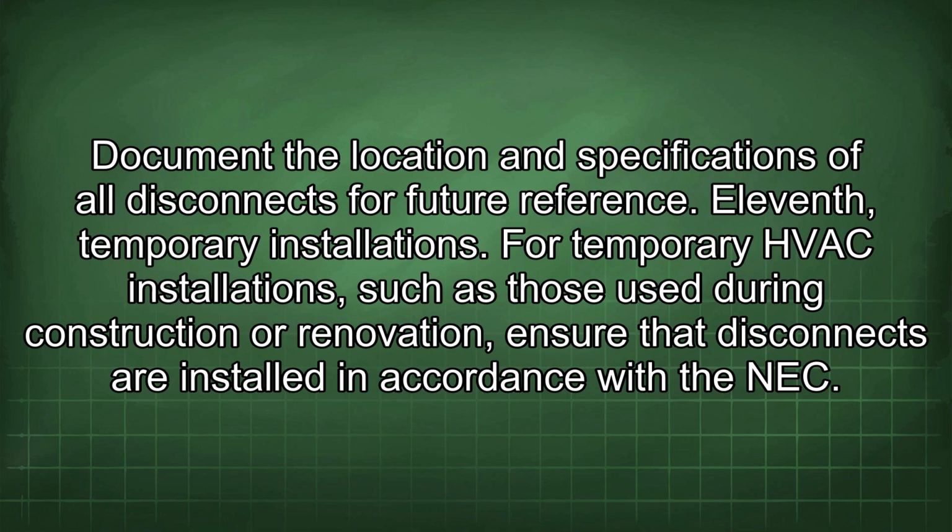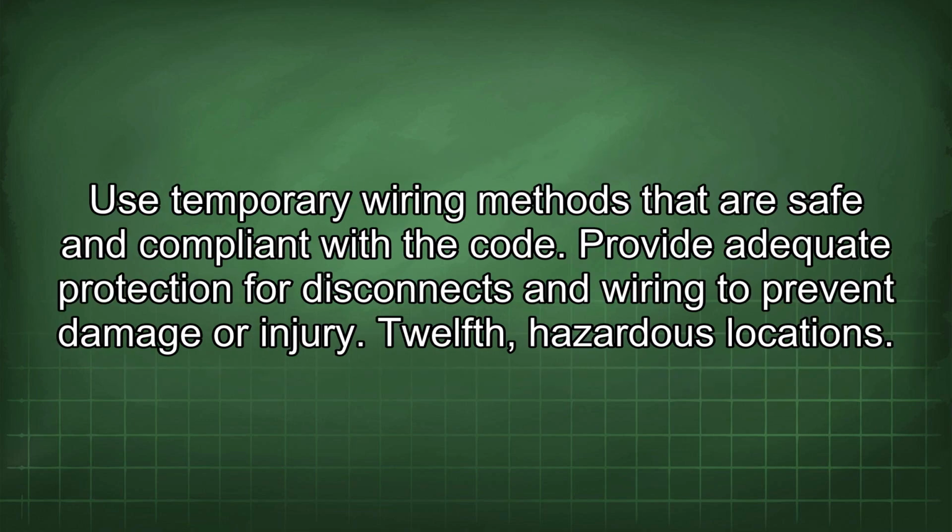11th, temporary installations. For temporary HVAC installations, such as those used during construction or renovation, ensure that disconnects are installed in accordance with the NEC. Use temporary wiring methods that are safe and compliant with the code. Provide adequate protection for disconnects and wiring to prevent damage or injury.